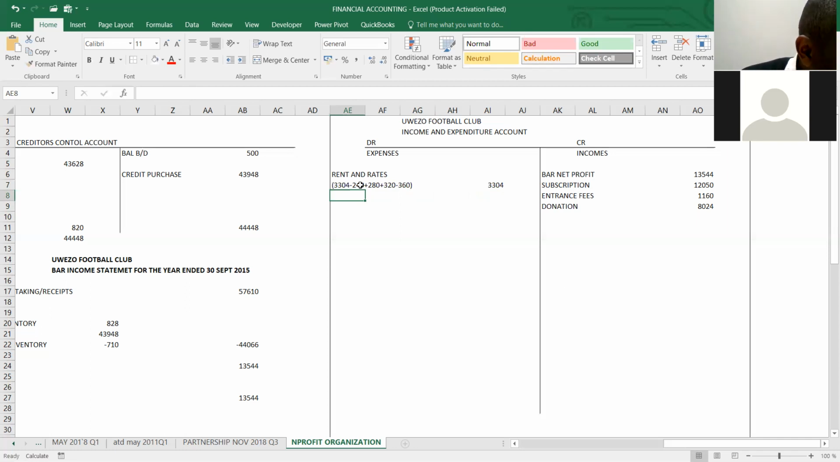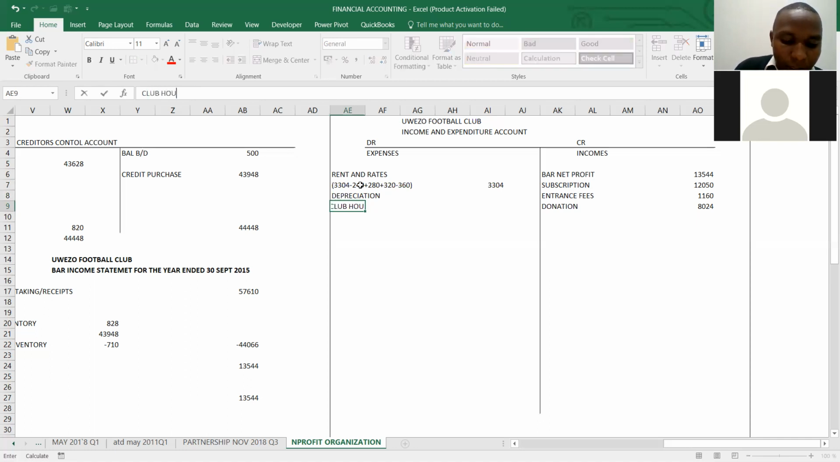The second expense: we have done with rent and rates. We go to the telephone, the one which is in additional information. We want to exhaust what we have in additional information. We have depreciation, right? The last note. They have told us depreciation is to be provided as follows.